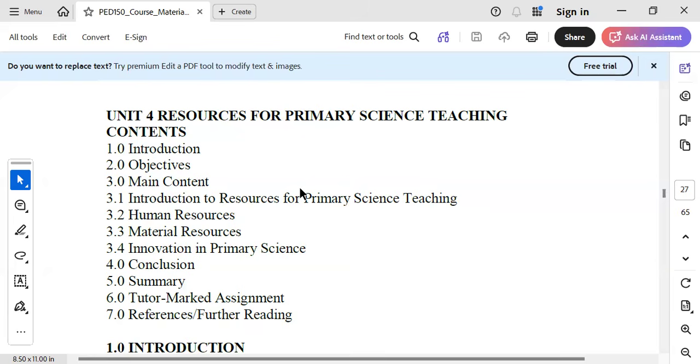Then the next thing you need to learn about is what are the things you will need. Since you already know that we have different methods, and you know the situation where you can use each method, but what are the resources you will need in order to teach that subject matter, that is primary science? Here we'll talk about the human resources and the material resources. We'll also move to innovation in primary science, and that will bring us to the end of the class. So that's what we're going to do in the next class.